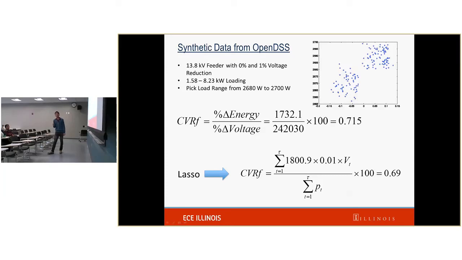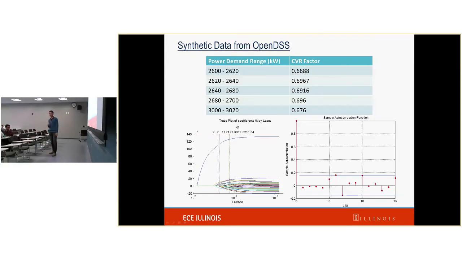So by doing this, the first thing we did is get the OpenDSS synthetic data. We purposely set the CVR factor in this case to be 0.715. So we know this for sure. This is a model case. So we have the data from OpenDSS. However, we don't have the reference feeder from OpenDSS, so we have to select a range. So we pick the low range from 2680 watts to 2700 watts. So this is a plot here. And we do our lasso regression.